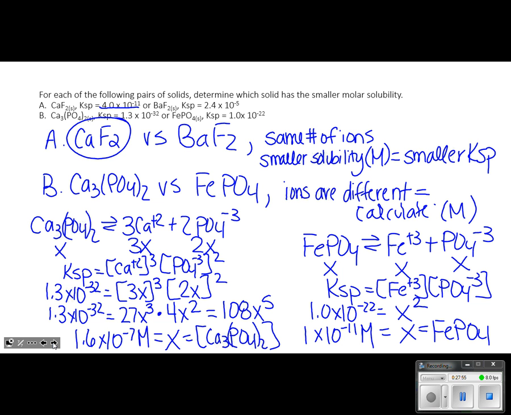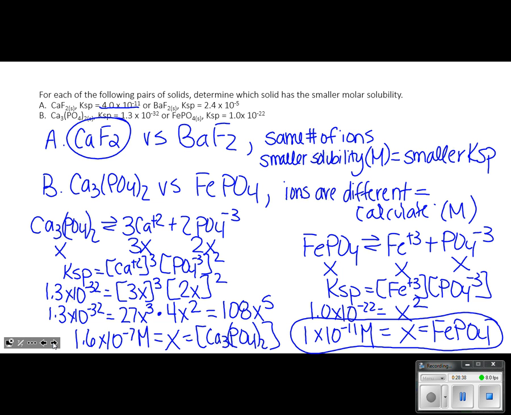Now that we have our two solubilities that we can actually look at, we see that the iron phosphate has a much smaller molarity than our calcium phosphate has. And it's deceptive because when you look up at their KSPs, if you had ignored the fact that they didn't have the same number of ions in them, you would have totally picked calcium phosphate to be the smaller molarity because it has a smaller KSP. But remember, that rule only works when the number of ions are the same, like we had in letter A. When you get to B, because the ions are different, you have to calculate the molarity.